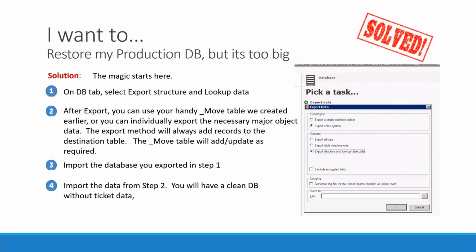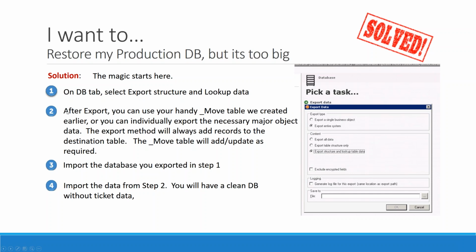On the database tab, you go into the administrator and click on database on the left, and then you say export entire system, but then in the content you say export structure and lookup table data only. So then what that's going to do is it's going to export a copy of your database with all of your lookup table, plus it's going to have like your structure for incidents, your structure for all your other tables, but all that data is going to be empty.